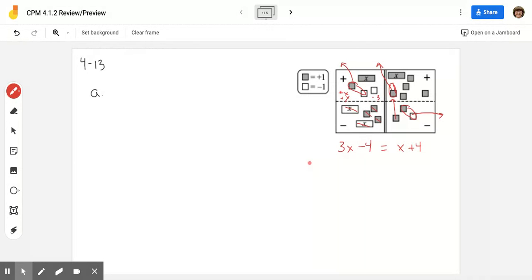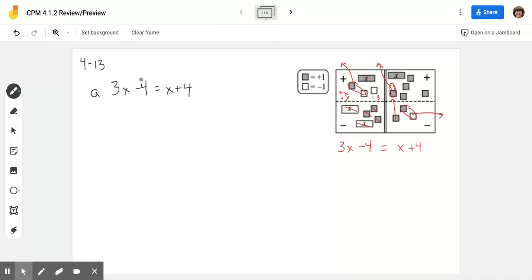So then that is simplified. So that is part A. Let's go ahead and write the answer for that. So 3x minus 4 equals x plus 4. And then the next part was to solve. So let's go ahead and move some things around.